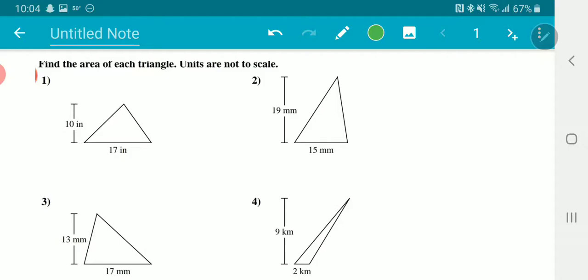For question number 1, we're looking at this triangle, and we have down here this 17. That's the base of that triangle. This 10 inches isn't a side length. This is a height. Okay? So my area formula is very similar to a square and a rectangle, but it's a little different.